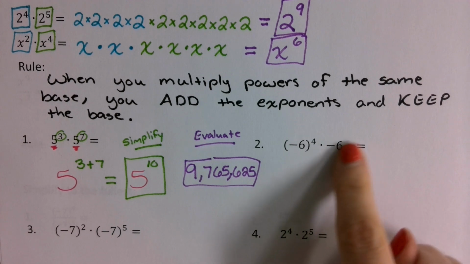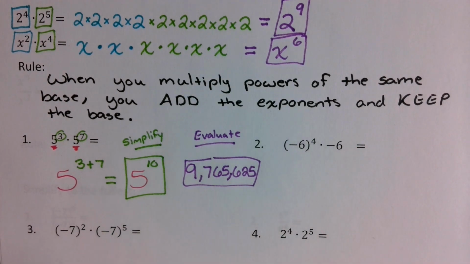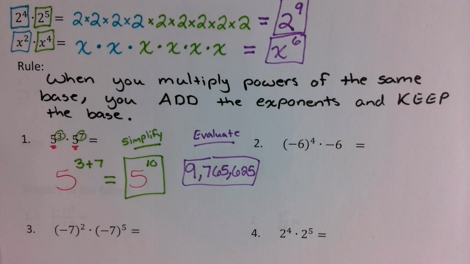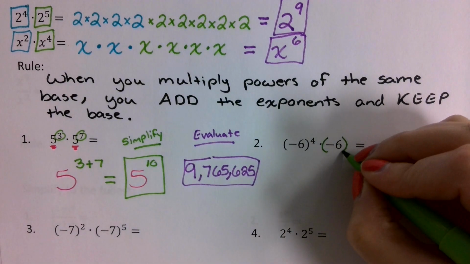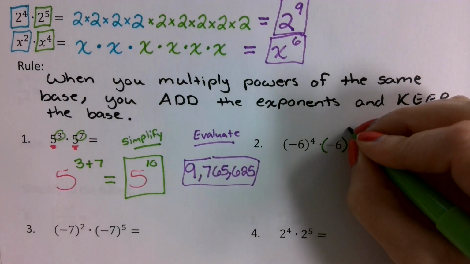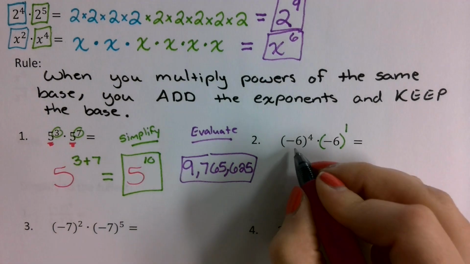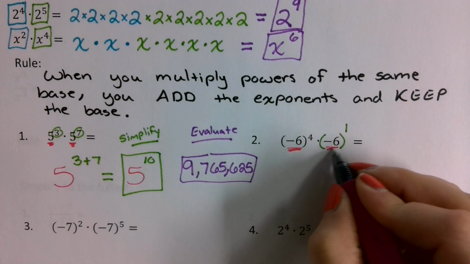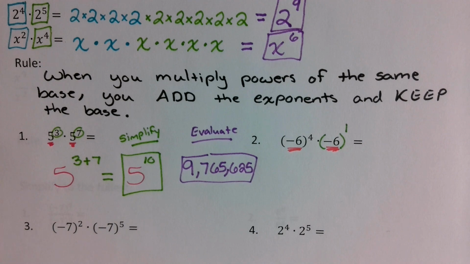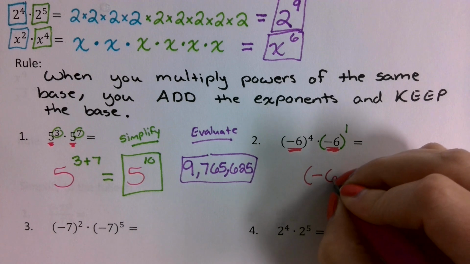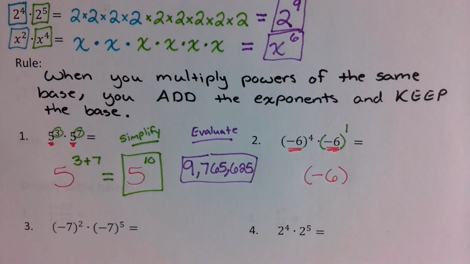power. This negative 6 doesn't have an exponent written, but what do we automatically know exists there as our exponent? A 1, an invisible 1. So I'm going to go ahead and put parentheses around it and put a nice lovely little 1 in the corner. So again, I'm going to keep my base. My base is not going to change. I'm going to keep the base as negative 6, and I'm going to put it in parentheses. I have to put it in parentheses. If I don't put it in parentheses, it can change the answer.